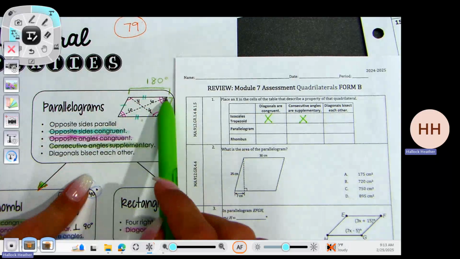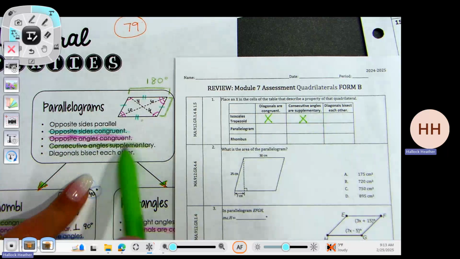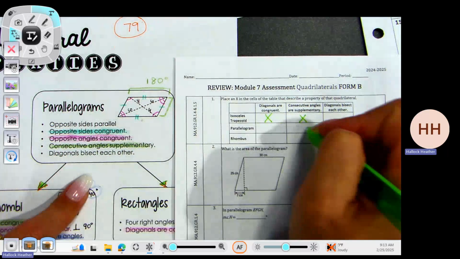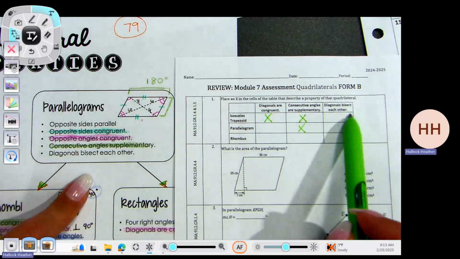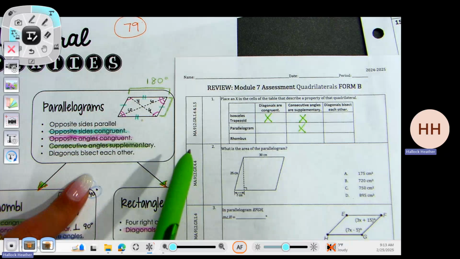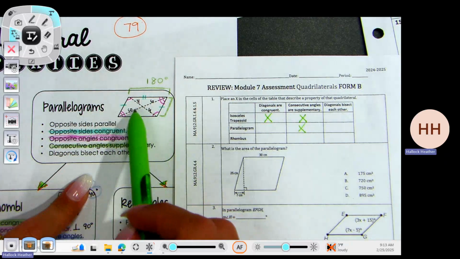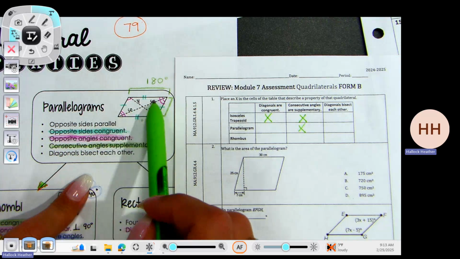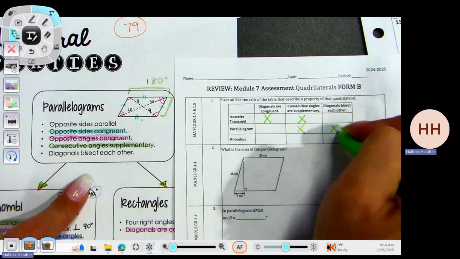So this one's longer. I need to know consecutive angles are supplementary. Consecutive angles are supplementary. That's true. The diagonals bisect each other. So when you're looking at your diagonals here and here, they do bisect. So if I put a number here like 6, 6 can go here, 4 and 4, they're cutting each other in half. So a parallelogram, that is true.